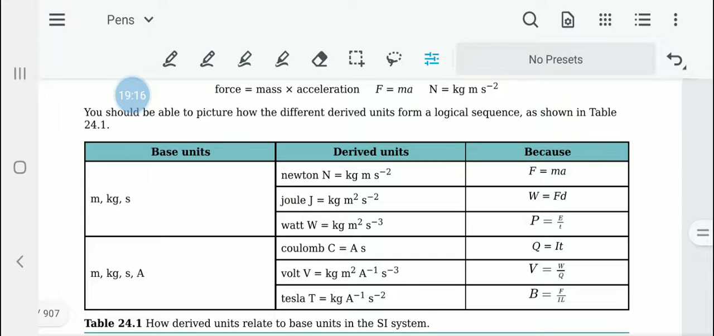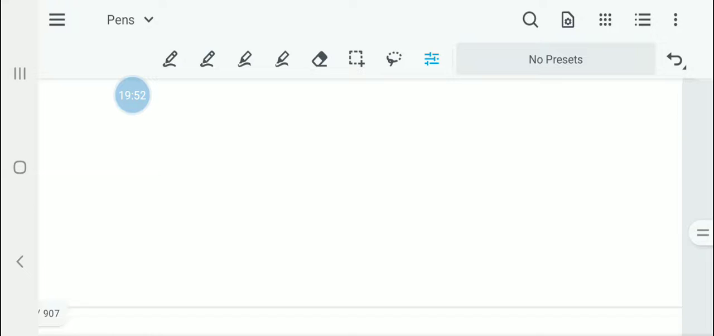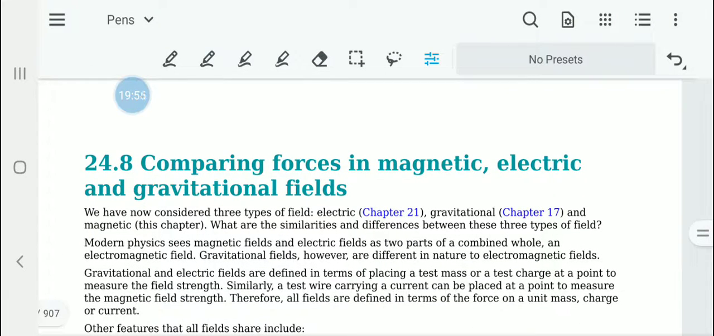final unit. Now the base units are meters, kilograms, seconds, then F equals ma, W equals Fd, P equals E upon T. All of these things, Newton, Joule and Watt, can be defined using those base units and we can derive them. Then meters, kilograms, seconds and amperes, Coulomb, Volt and Tesla, because using these equations, Q equals IT, V equals W upon Q and B equals F upon IL. So deriving these units from the base units is another very important thing that you need to remember, because that is going to be a part of your questions.